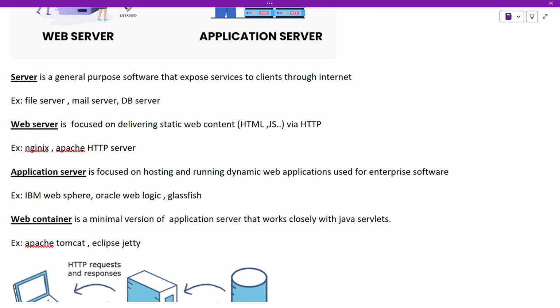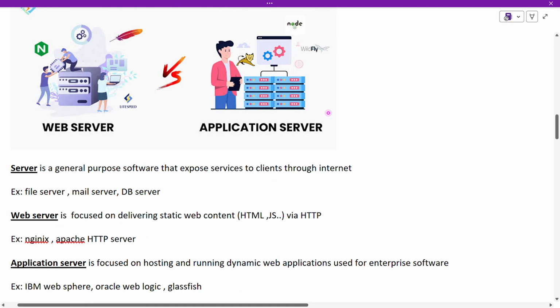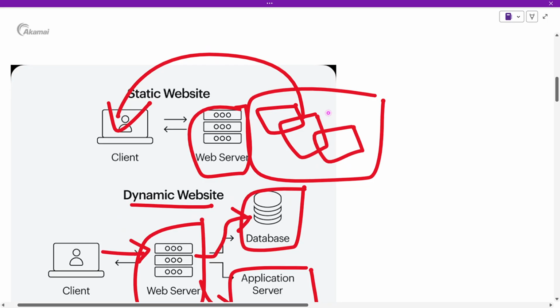So a web server is focused on delivering static web content. As we discussed here, this is the main purpose of a web server. It will have all these HTML, CSS pages with static content like images and some JSON files as well. So it's going to have all this static content.